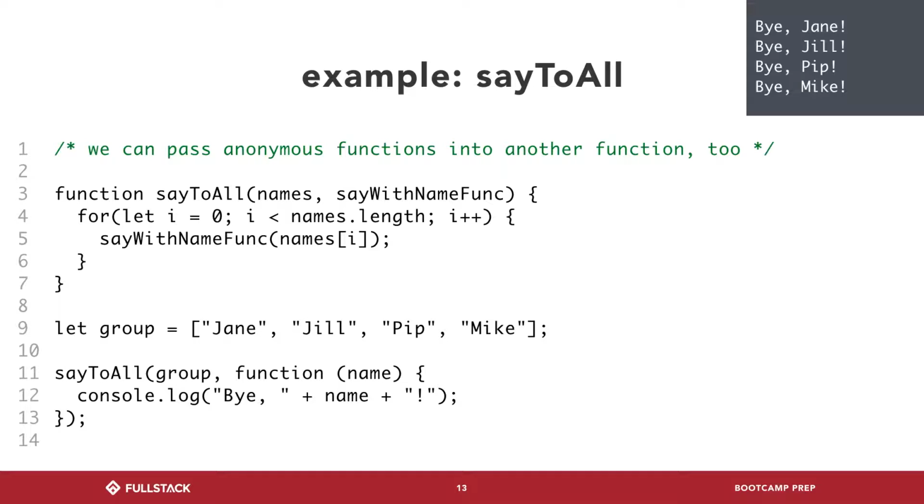Here I can also just pass in the text for the function directly. In this case the argument to sayToAll is the anonymous function, but the parameter in sayToAll is still sayWithNameFunc. So this is just another way to do what we did on the last slide, except we don't need to go through the trouble of creating a variable that we only use once.